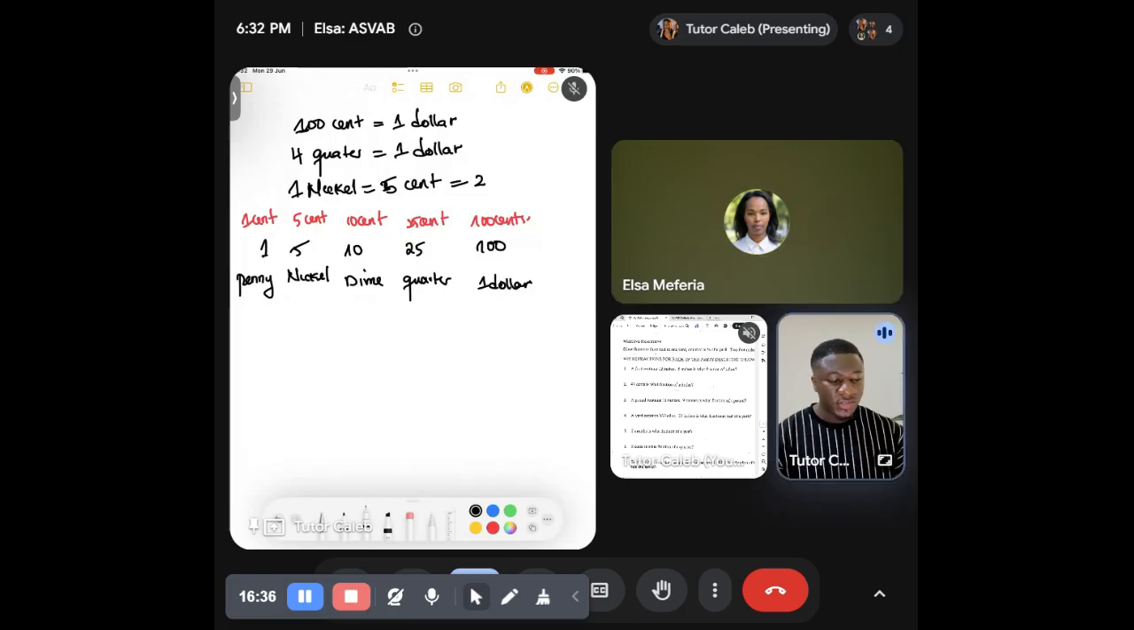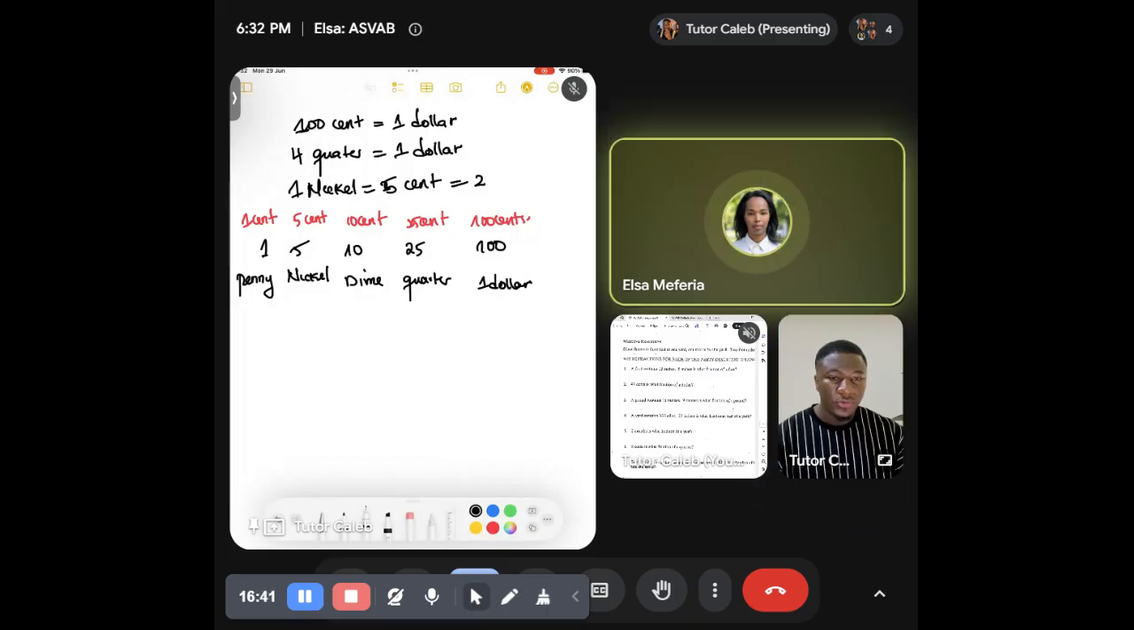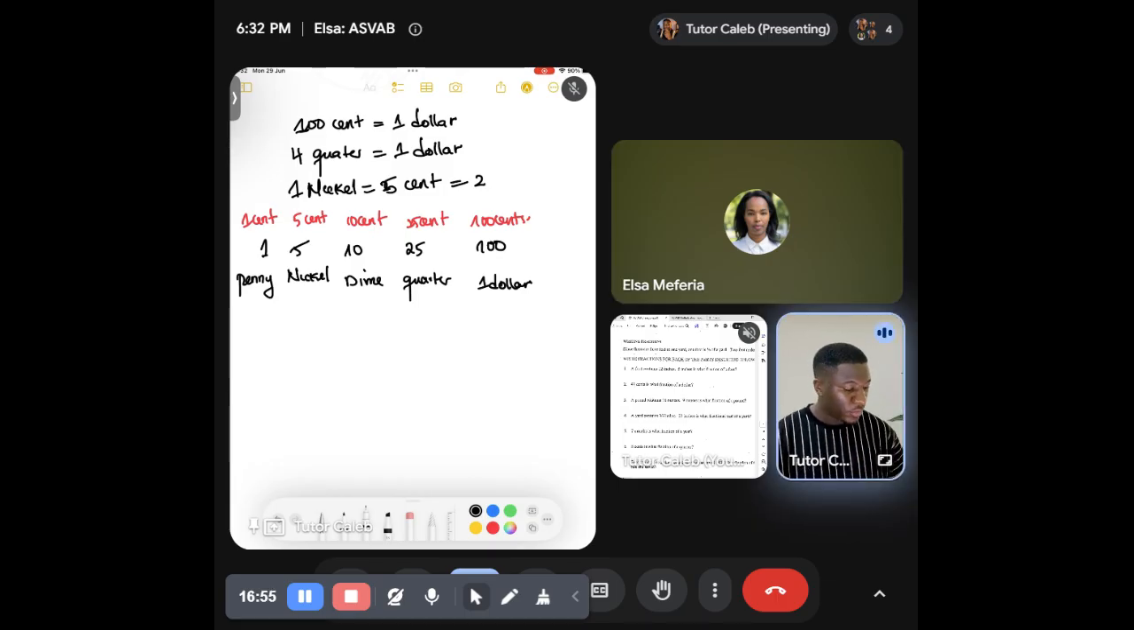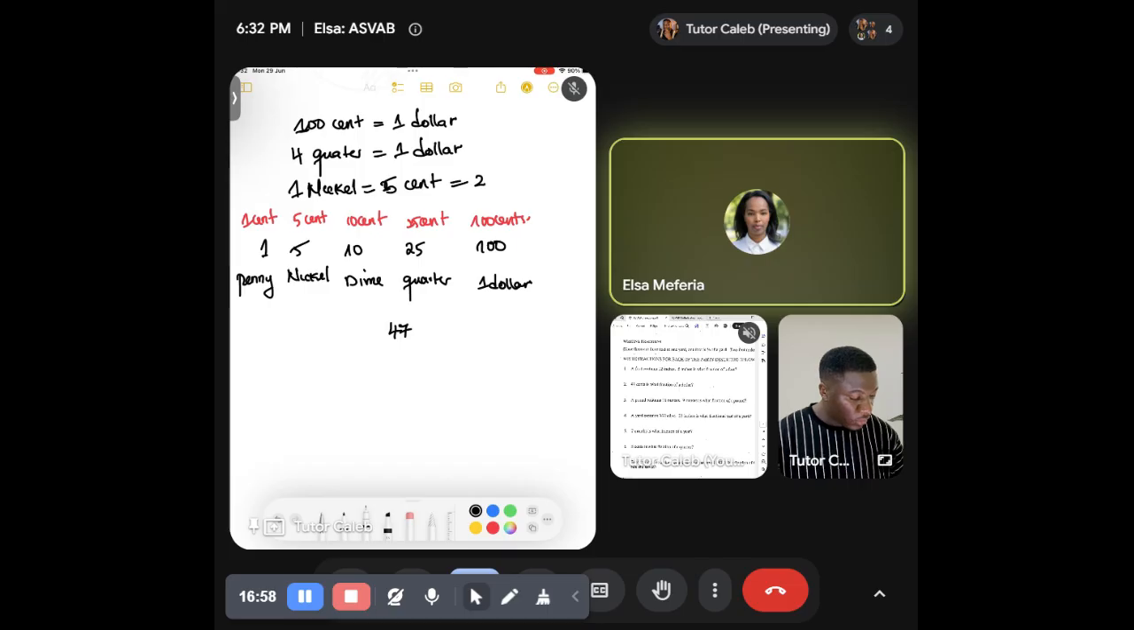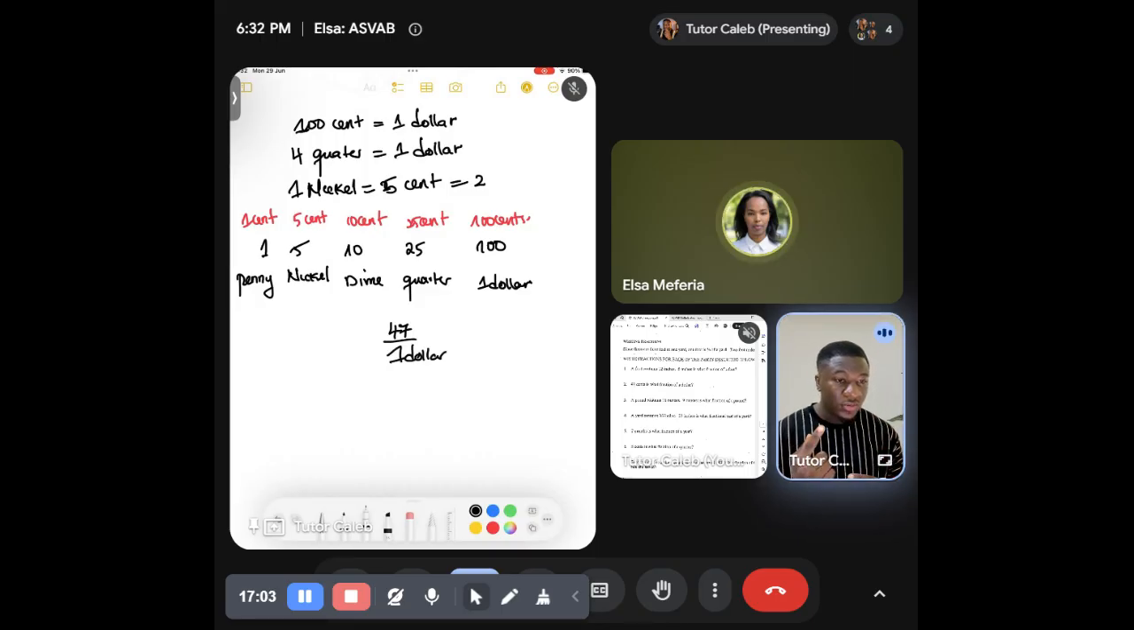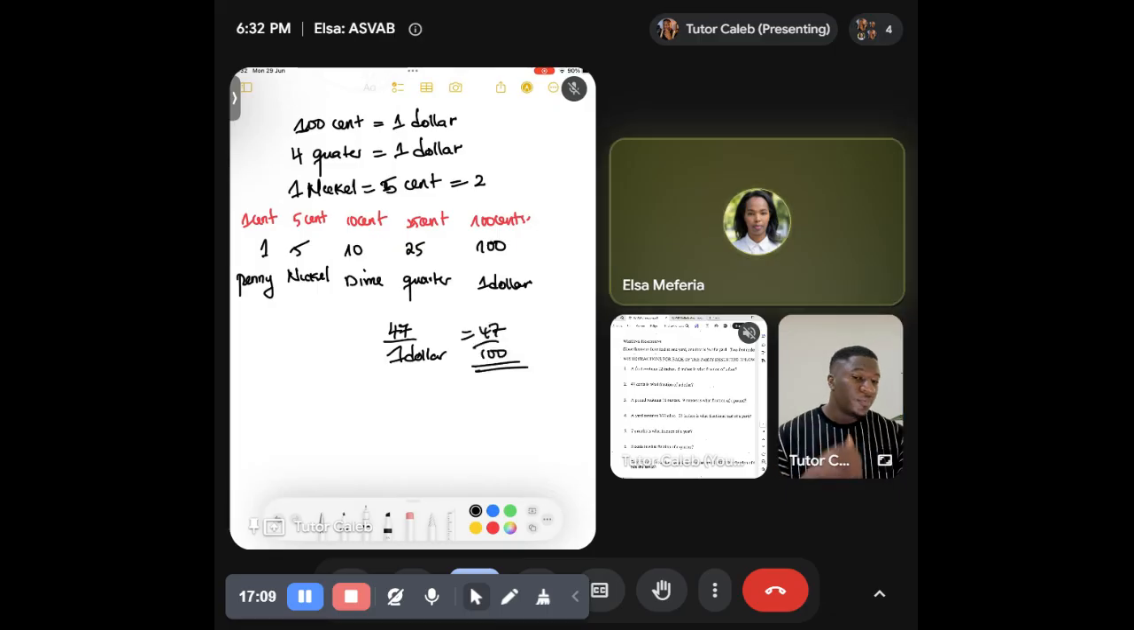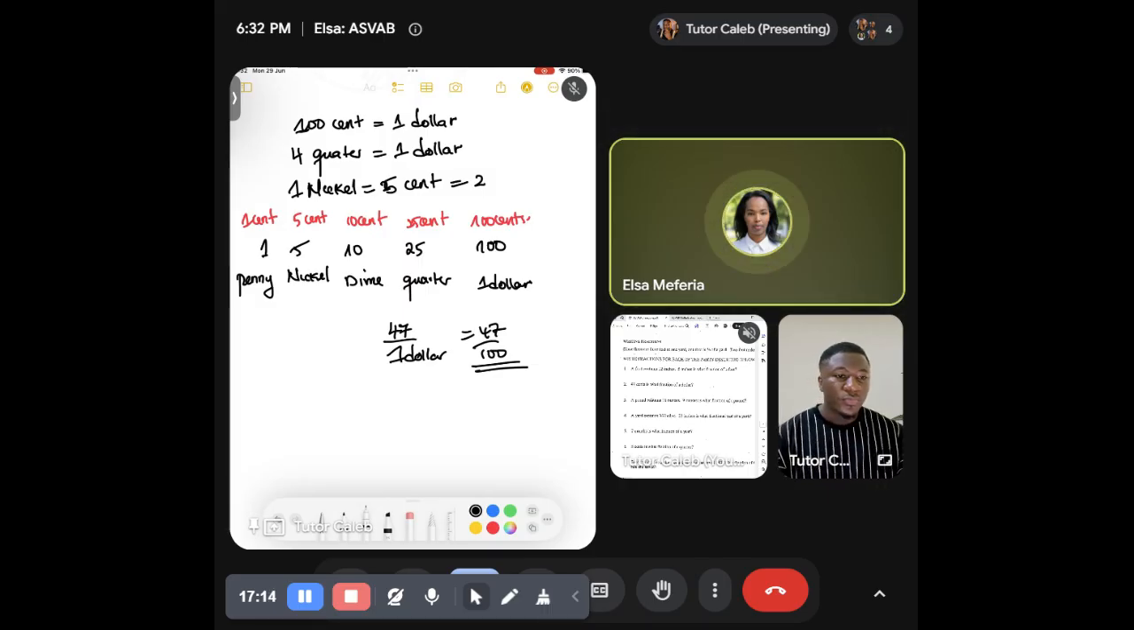So 40, it's going to, am I right? It's okay. 47 cents is what fraction of a dollar? Um, so I would say 53. Am I wrong? I'm wrong? Okay. I have that out too.